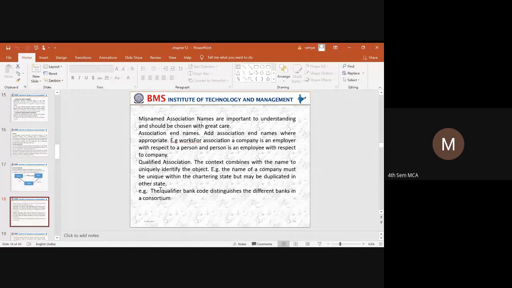Next is a qualified association. As I said, we are using a qualifier as an attribute. With respect to a bank, we can have a bank code as a qualified association. So the central bank network can be updated, or the cashier is going to update the system.